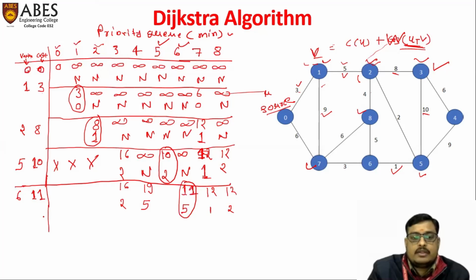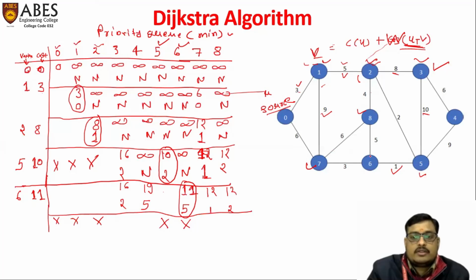Now come to the next iteration. Again we'll update our priority queue. You can see these are all removed from the priority queue, and this one is also removed. So we have only 3, 4, 7 and 8. Now we'll find the adjacent vertices of 6 and update their weights if possible.